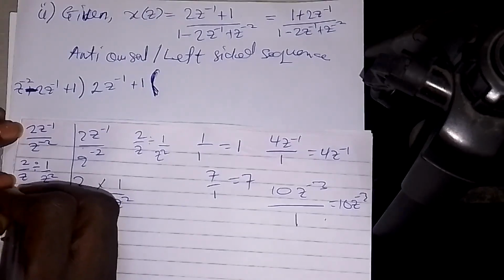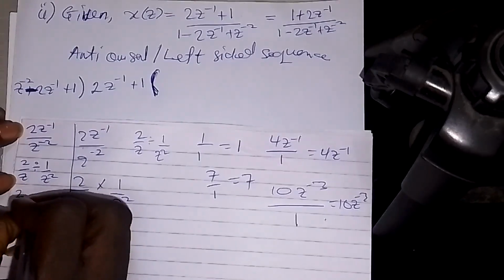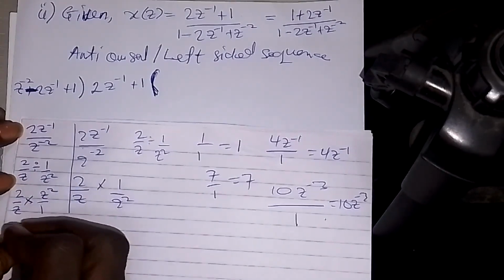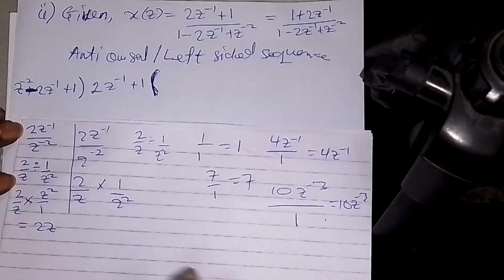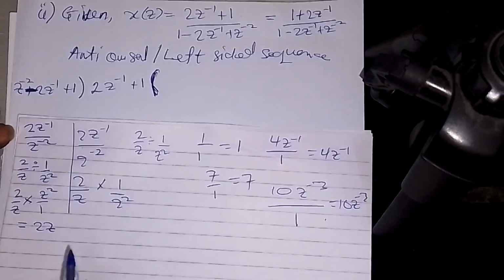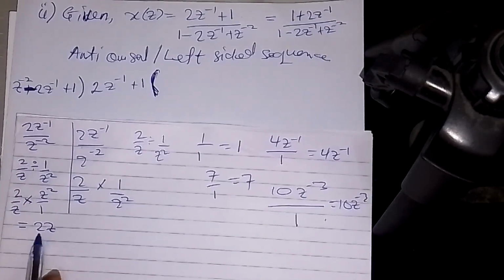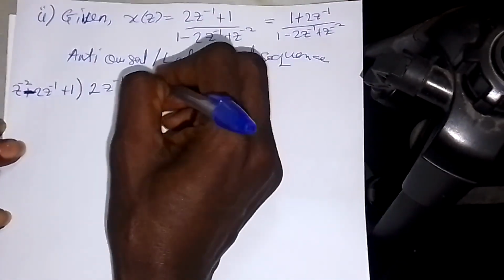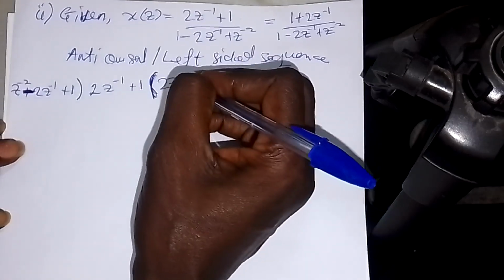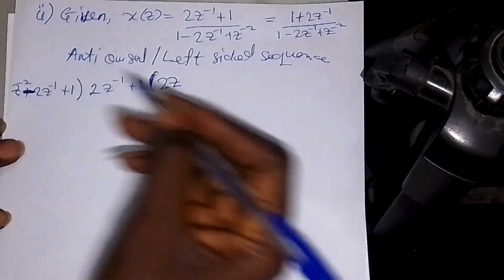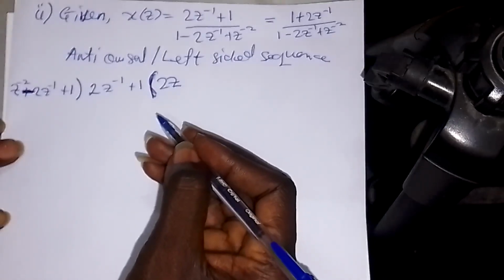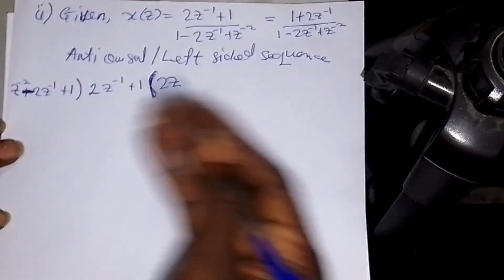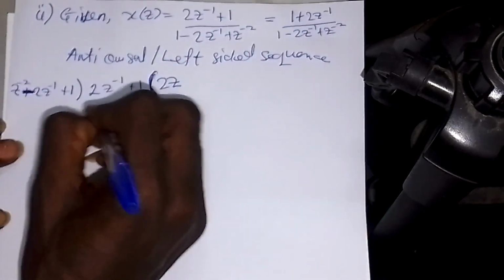And I can say 2 over z times z squared over 1. So what am I going to get? I'll get 2z. Now here I'll write 2z. Now 2z times this one, what will I get? The exponent is minus 2, exponent 1, so it will be exponent minus 1, and then 2. So I'll get 2z minus 1.